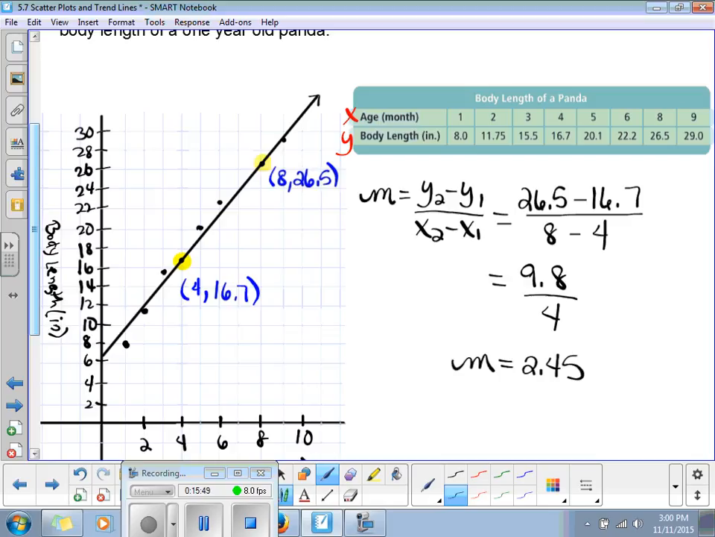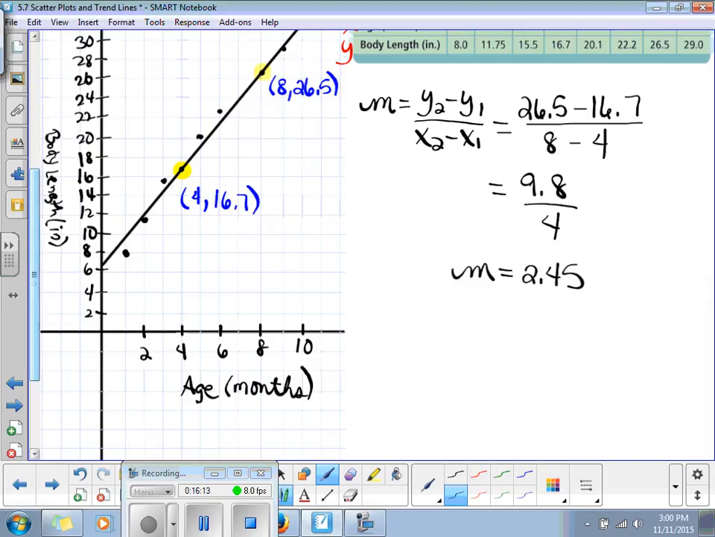So once you have your slope, now you're going to choose one of these 2 points. Does it matter which point I use? No, it doesn't matter. You can use either one of them. You should get the same equation, right? So let's just use 4, comma, 16.7. Which formula am I going to use? Point slope. And point slope is what? Y minus Y1 equals M times X minus X1. Very good.